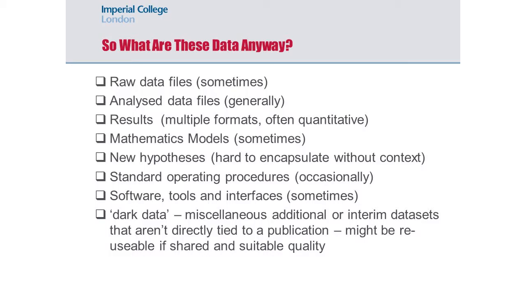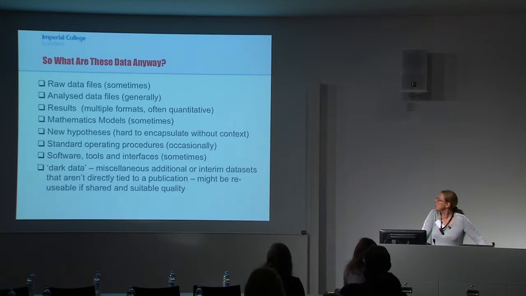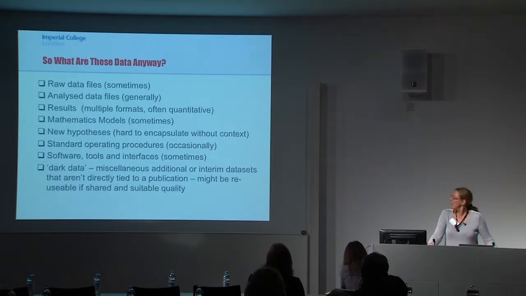So what sort of data are we talking about? What do I mean by data? Well, sometimes we're talking about raw data files, sometimes we're talking about analysed data files, sometimes results, which can go across many different data types, many different files. We need to store hypotheses, and hypotheses are meaningless without the context in which they're formed. We often have to store standard operating procedures. Sadly, many of our researchers don't like generating them, but they're very useful when you want to share and reuse data meaningfully. And we also generate software, as I'm sure most other people do as well.